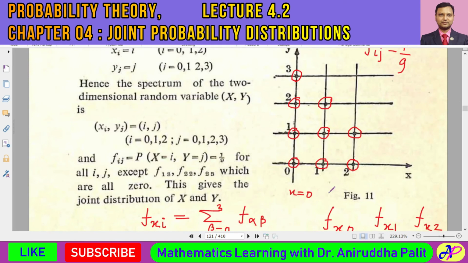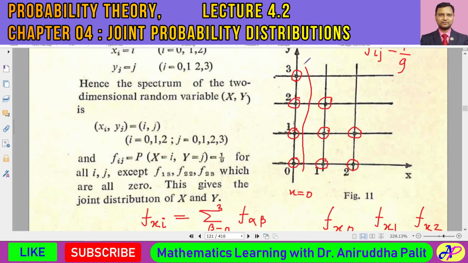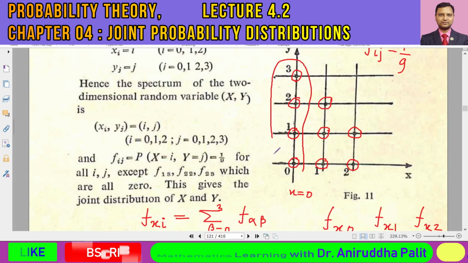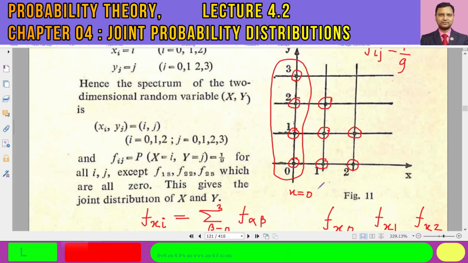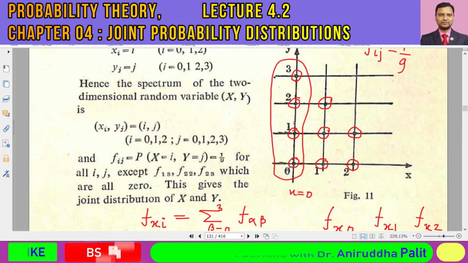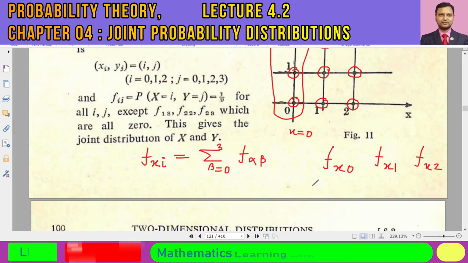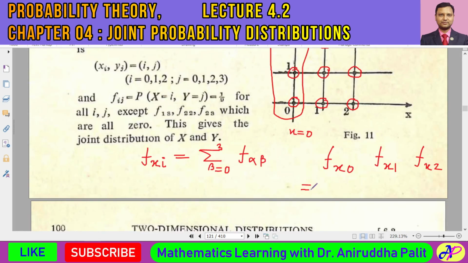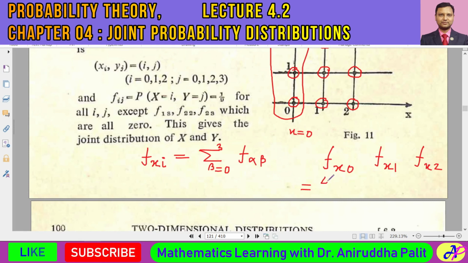So let us firstly compute this value, f of x0. What would be f of x0? Just take this summation over the second index, that means the summation of this kind of elements. Over here i is equal to 0, and just add all these values. So what would be 1 by 9 plus 1 by 9 plus 1 by 9 plus 1 by 9? Altogether this value would be equal to 4 by 9.